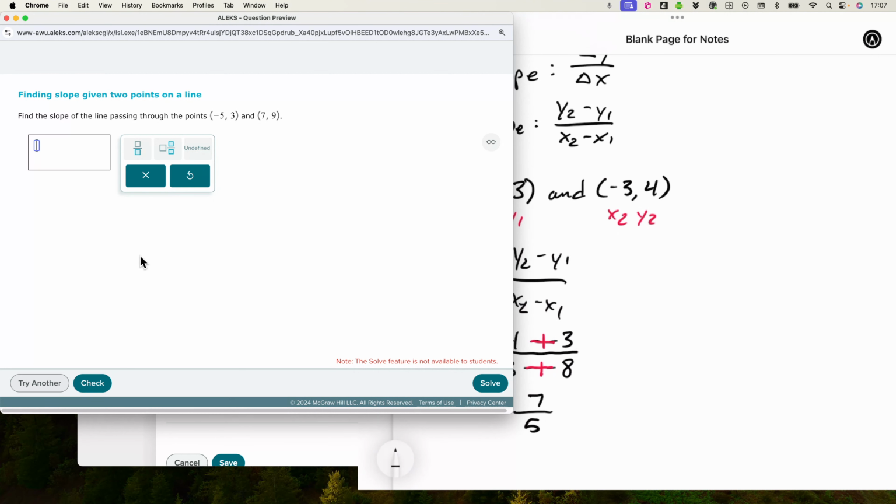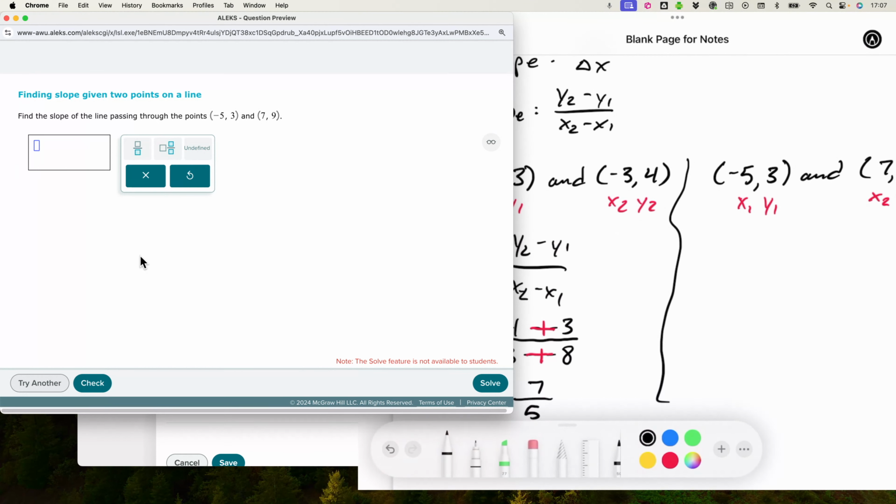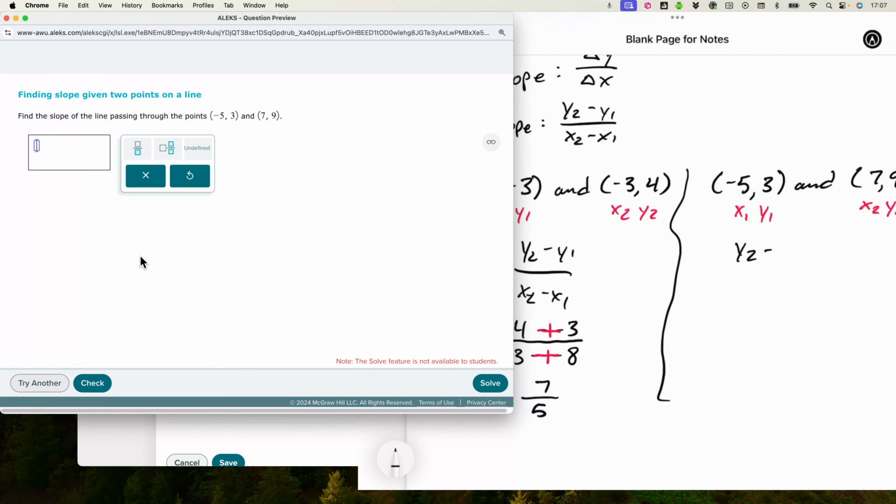Here we have the 2 points, -5, 3 and 7, 9. Labeling is super important. x1, y1, x2, y2. We will have our formula y2 minus y1 over x2 minus x1. y2 is 9, y1 is 3, x2 is 7, x1 is -5.